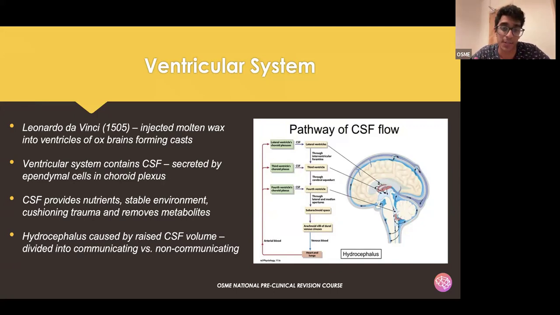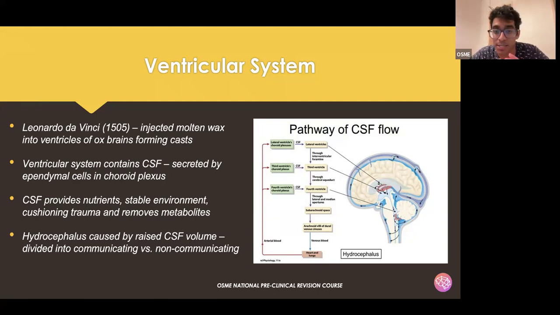So the CSF is providing nutrients, giving a stable environment, cushioning trauma, and also it allows you to remove metabolites quite quickly as well. So that's why we've got a separate designated circulation to the brain that's not just regular blood like other organs. So that's the importance of actually having CSF.